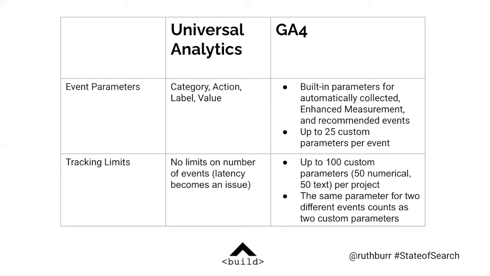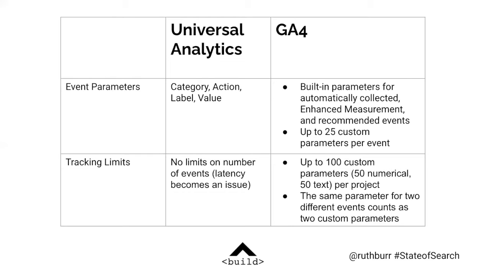The trade-off there is that whereas Universal Analytics has just the 4 parameters you can populate, GA4 has up to 25 custom parameters that you can pass per event. And those can be anything. So your custom parameters can go off the rails if you're not careful. So this kind of planning and data governance is important.